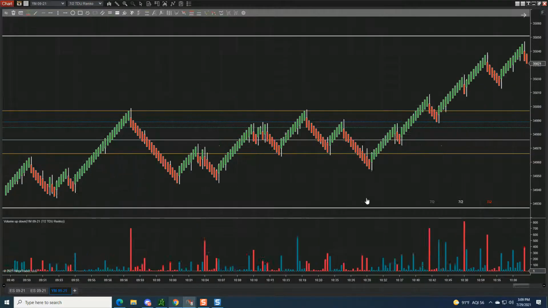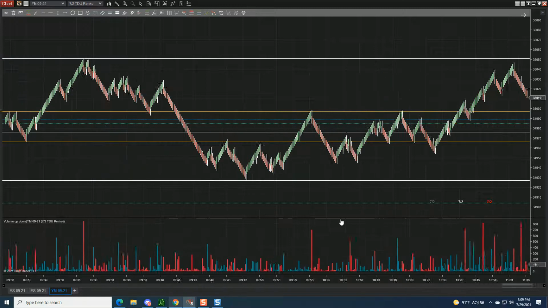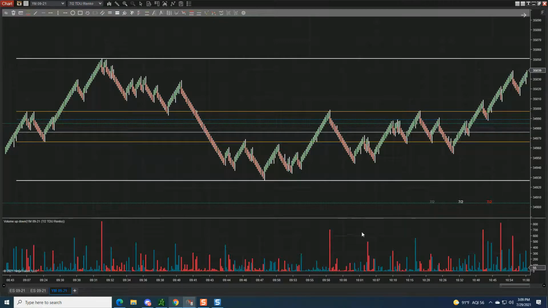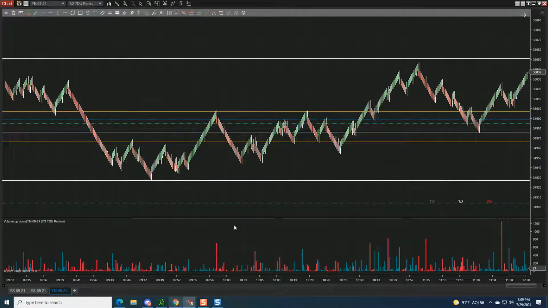As you can see, if I scrunch this up a little bit, you can now see the entire day. Here's the open up to our IB high. The IB low is established, it ends up being here, but it's not officially confirmed until we get to 10:30.